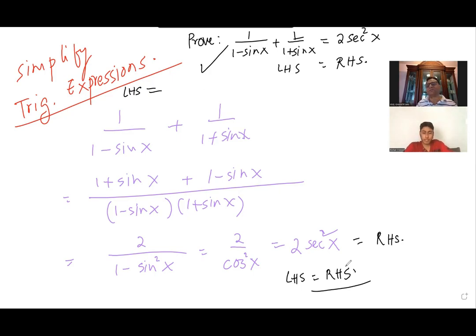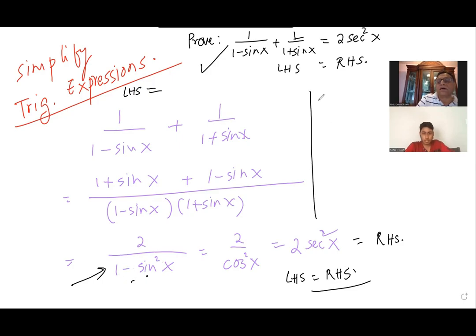Sir, I just have a quick question. After we found 1 over 1 minus sine of x plus 1 over 1 plus sine of x, we got the equation to be 2 over 1 minus sine square of x, right? Did you use the trig Pythagorean equation to switch it into cosine to find its reciprocal function? Yeah, 1 minus sine square x.